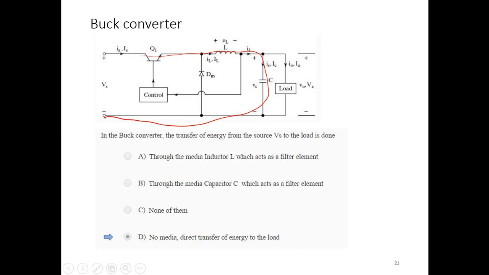Now when you turn off the switch, there will be a freewheeling diode. Between L and C, they're acting like a filter. When you turn on the switch, inductor current will rise, and then the capacitor voltage will rise. When you turn off the switch, the current will fall, and the capacitor voltage will fall, and the capacitor will supply to the load, and the voltage will fall.